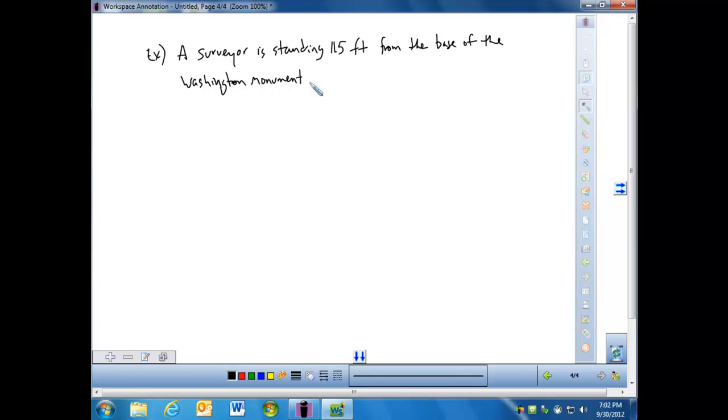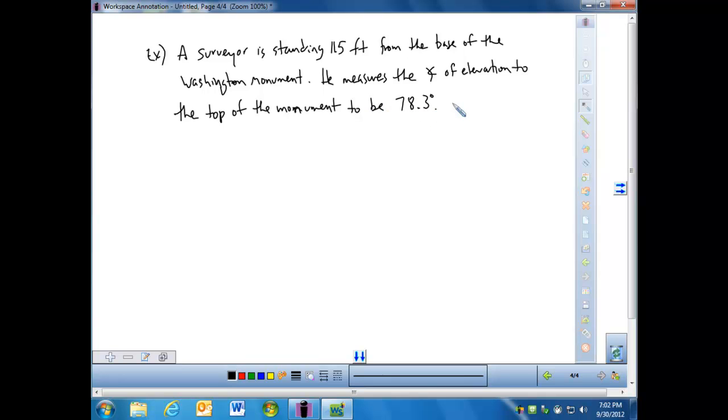So in this problem it says that you have a person that is standing 115 feet from the base of the Washington Monument. He measures the angle of elevation to the top of the monument, and that angle of elevation is 78.3 degrees. Question is simply, how tall is the monument?